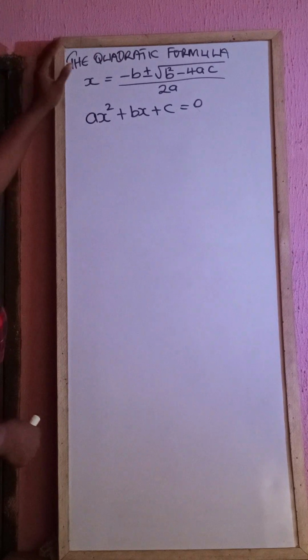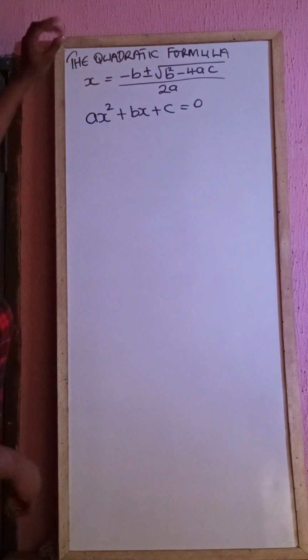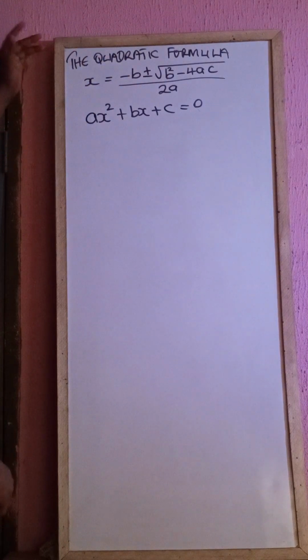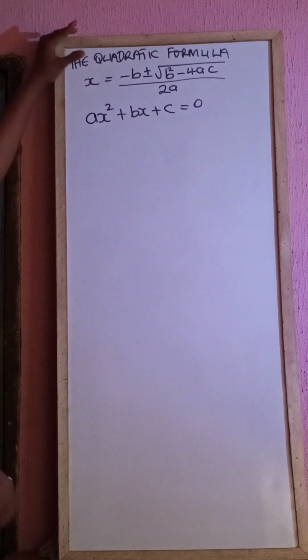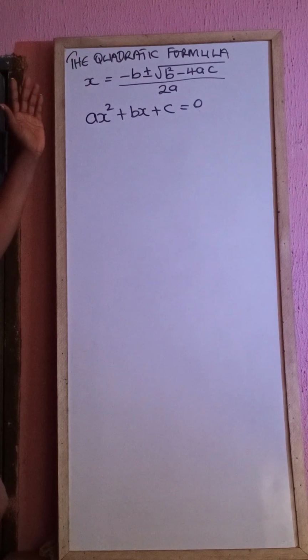And today we want to look at the quadratic formula. This is the quadratic formula. Some students say it is the almighty formula. It's not the almighty formula. I don't know where that name came from, but it is called the quadratic formula. It is used in solving quadratic equations.